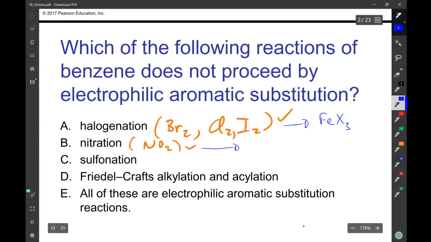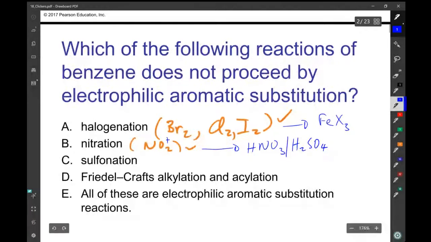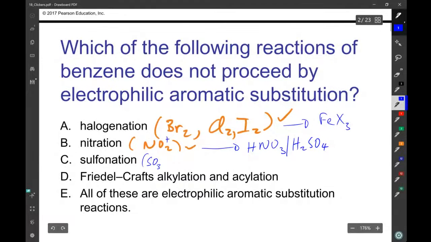For nitration, you will need a nitrating mixture, and the nitrating mixture is nitric acid mixed with sulfuric acid. Does that make sense? That's how you generate your NO2+. Now, sulfonation. Sulfonation is the addition of the SO3H group to the benzene ring. For sulfonation, all you need to do is react the benzene ring in the presence of sulfuric acid.